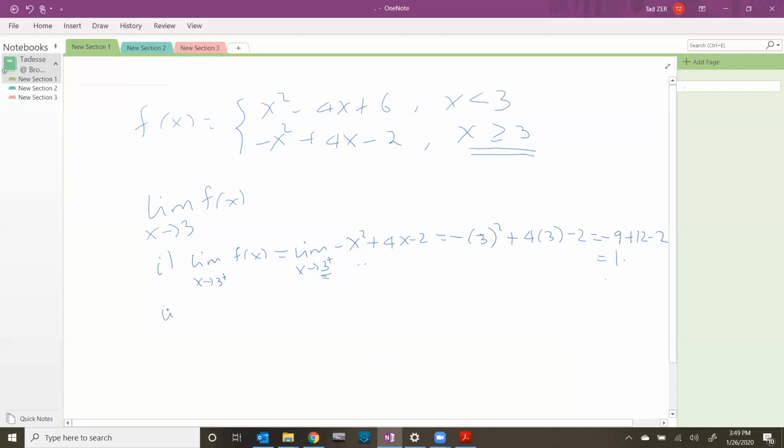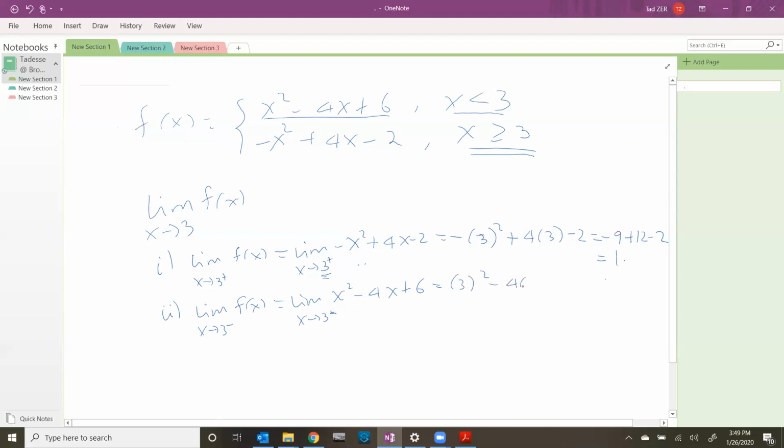Let's do the same thing for the left hand limit, the limit of f of x as x approaches 3 from the left. From the left means the value of x is less than 3, so you need to pick the first expression. The limit of x squared minus 4x plus 6 as x approaches 3 from the left. Again, same reasoning, because it's a polynomial, a quadratic function, limit and value are the same.